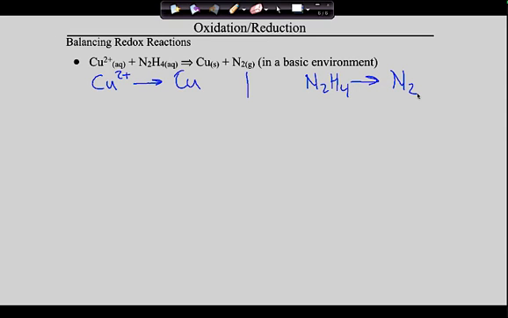Step number 1, write your half reactions. Done. Step number 2, balance the elements other than hydrogen and oxygen. Done. Step number 3, balance, do we do oxygens next? Balance the oxygens by adding water. Done. Step number 4, balance the hydrogens by adding protons. That we need to do. So we've got Cu2 plus yields Cu. Then we go N2H4 yields N2 and 4 protons.